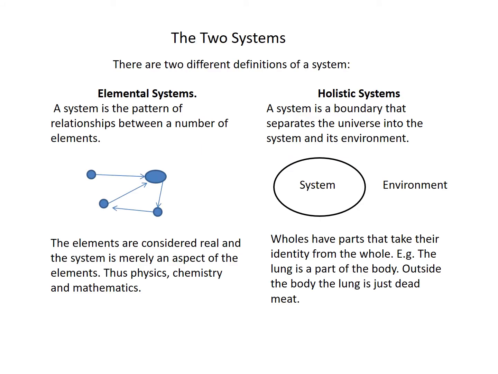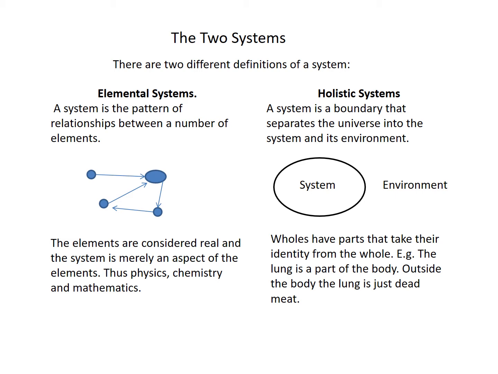There are two kinds of systems because there are two different definitions of a system. There are elemental systems, where a system is defined as the pattern of relationships between a number of elements. The elements are considered real, and the system is merely an aspect of the elements, thus physics, chemistry, and mathematics. On the other hand, you have holistic systems, where a system is a boundary that separates the universe into the system and its environment. Wholes have parts that take their identity from the whole.